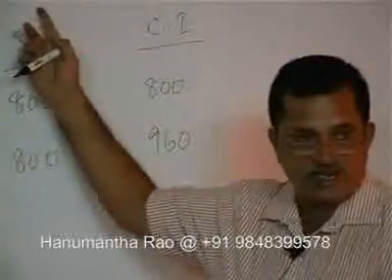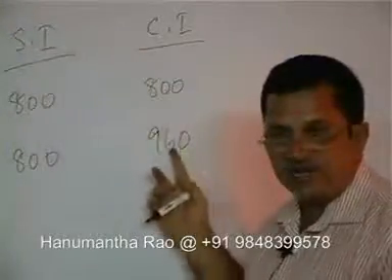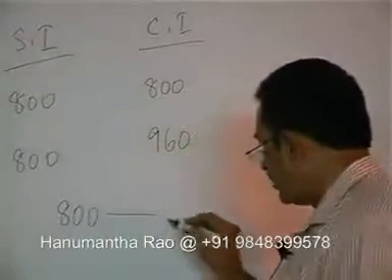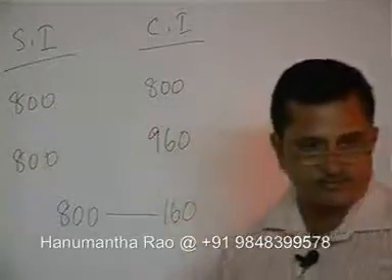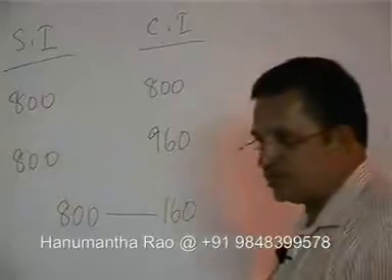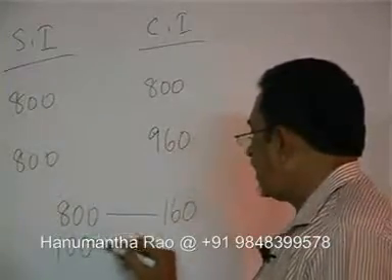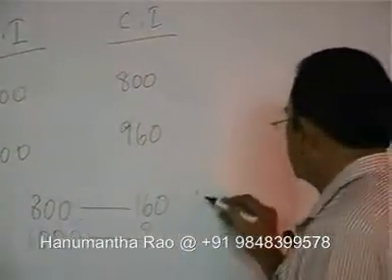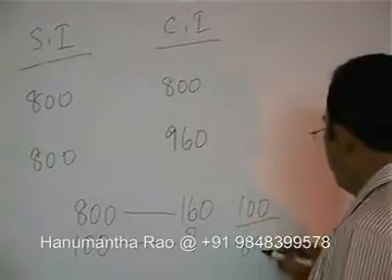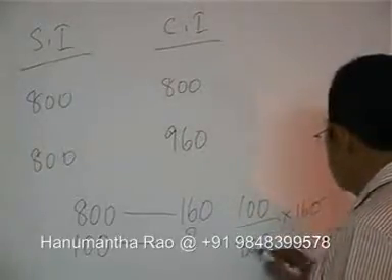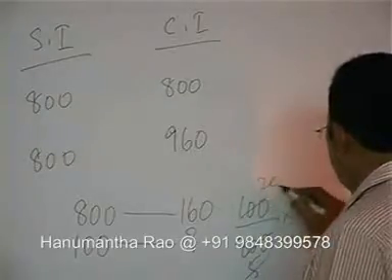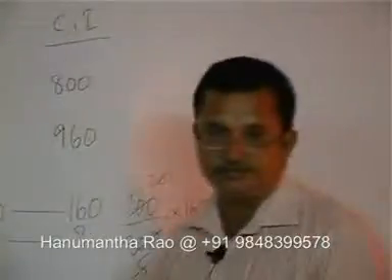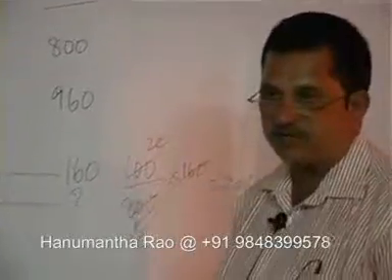Because 800 additional amount is added to the principal, an additional 160 interest we are getting. So for 800 rupees, the interest we are getting is 160, is it not? If the interest on 800 is 160, for 100, what would be the interest? It will be less. 160 into 100 by 800 is 20. So the rate of interest is 20%.